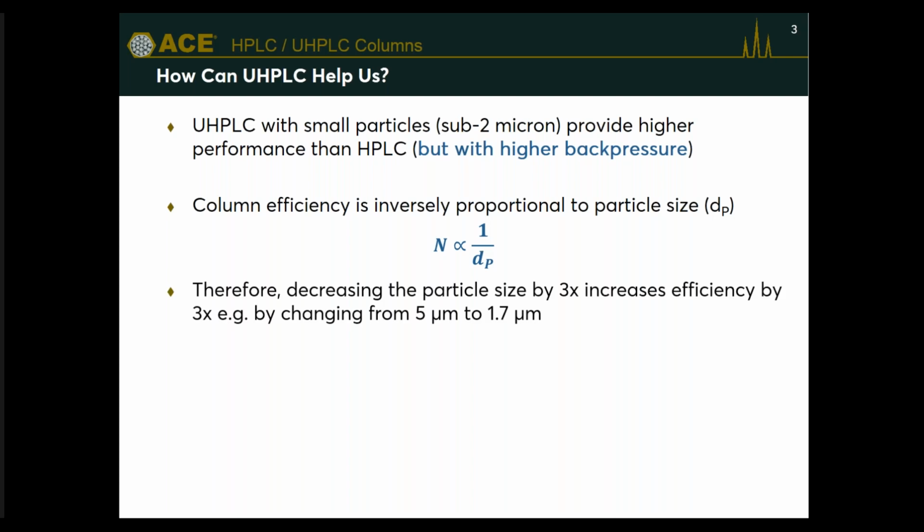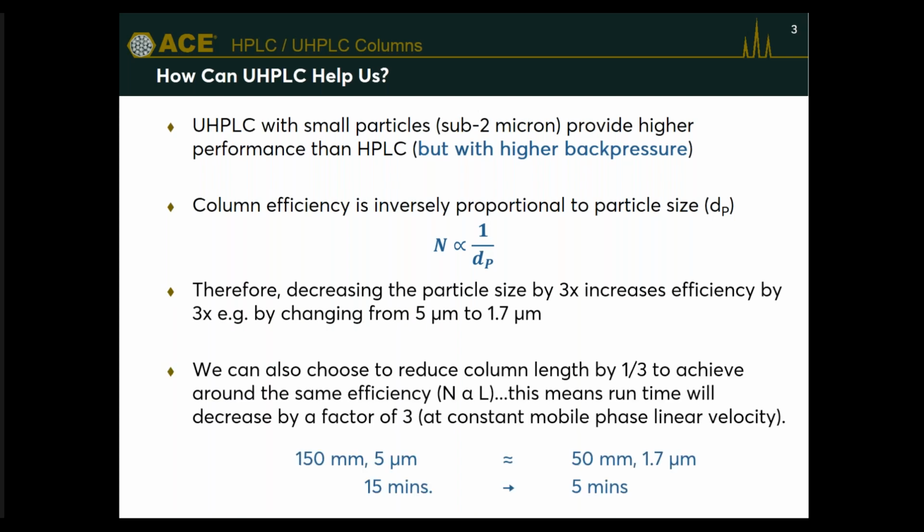So in fact, if we take a 5 micron particle and we reduce it to a 1.7 micron particle, then essentially our efficiency can increase by up to 3 times. Now, with that opportunity, we can also look to reduce our column length if we want to. And if we reduce the column length by a third, for instance, then we'll typically get a very similar efficiency. But of course, the runtime will be a lot less. So UHPLC provides us with the opportunity to do analyses faster with similar performance.